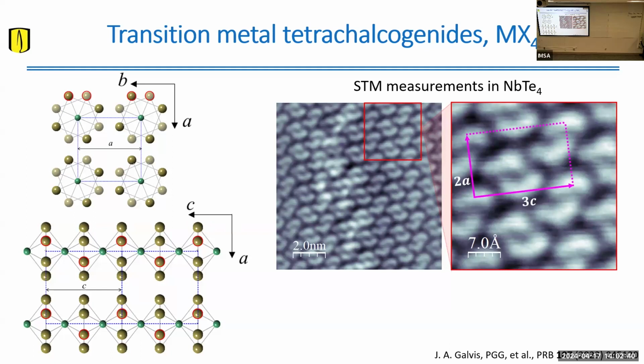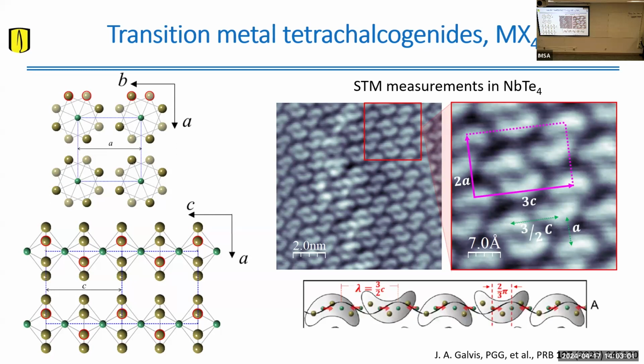So you see that it creates a superstructure. This modulation creates a superstructure that doubles the unit cell along the A direction and triples it along the C direction, meaning the chain direction. And this periodicity is important because it will be related to the wave vector of the charge density wave.